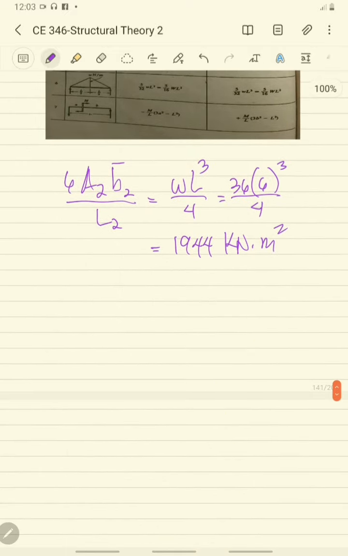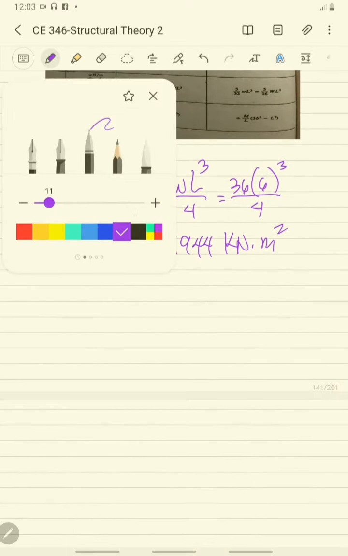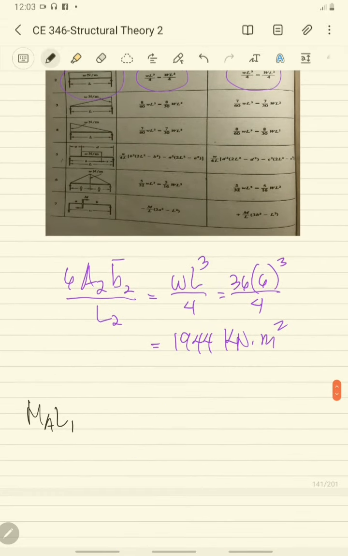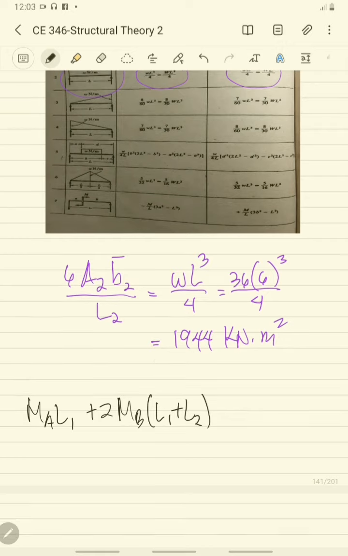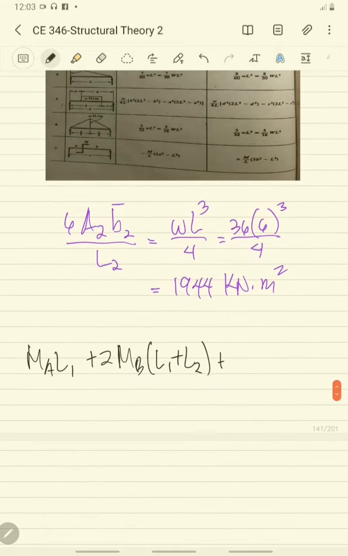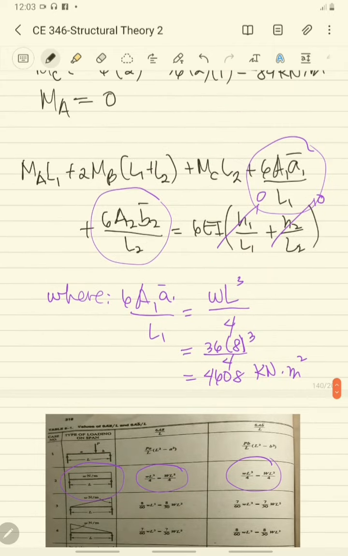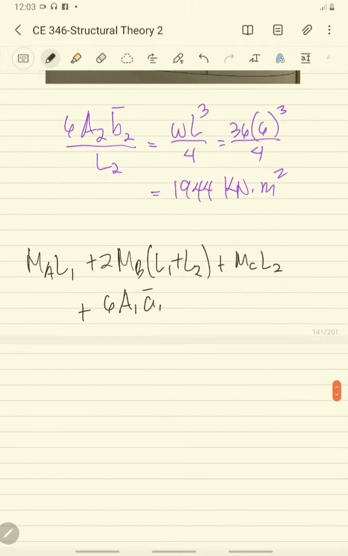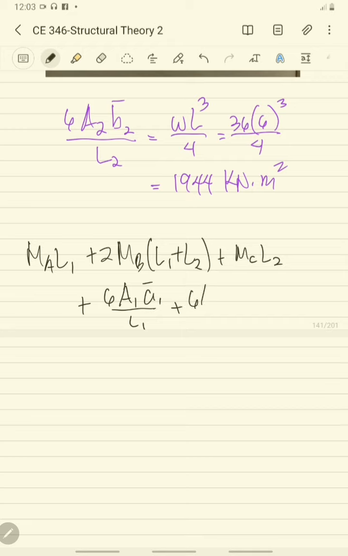So what we have now for our equation is: moment at A, L1, plus 2 moment at B, L1 plus L2, plus moment at C, L2, plus 6 A1 bar A1 over L1 plus 6 A2 bar B2 over L2, which is equal to 0.